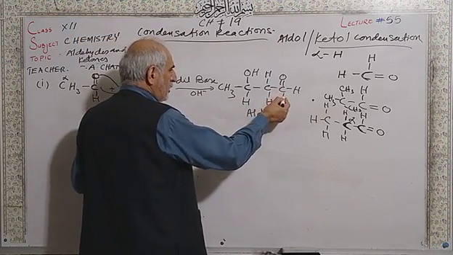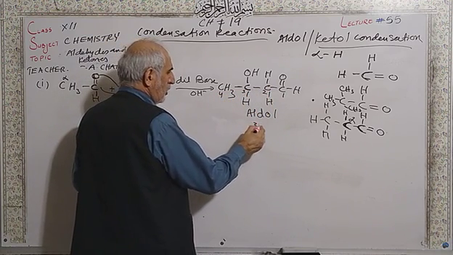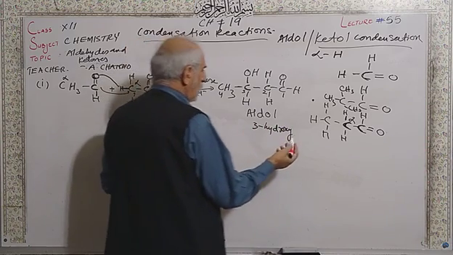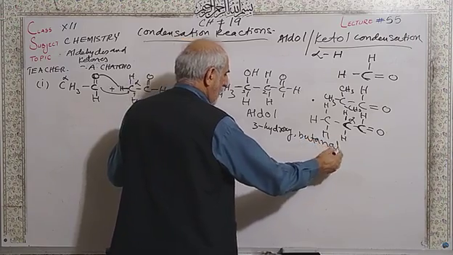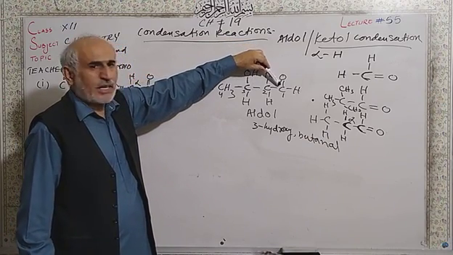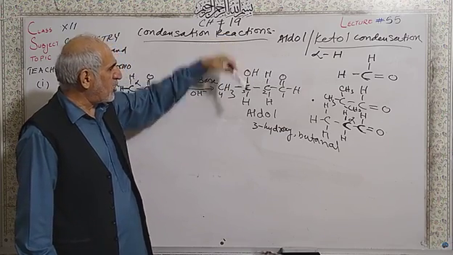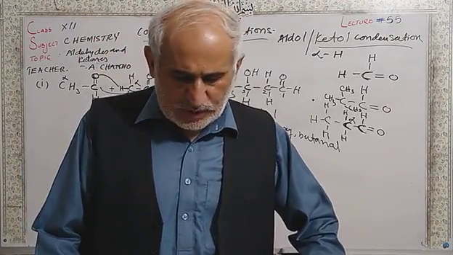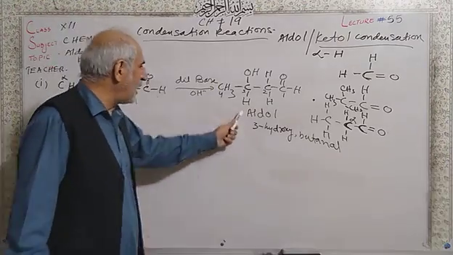According to the IUPAC name, 1, 2, 3, 4. So 3-hydroxy, or 3-ol you can write, butanol. Don't take this as alpha carbon. This is the functional group carbon. This is the alpha carbon. This is the beta carbon. Beta hydroxy butyraldehyde. Beta hydroxy butyraldehyde. So this is the aldol.